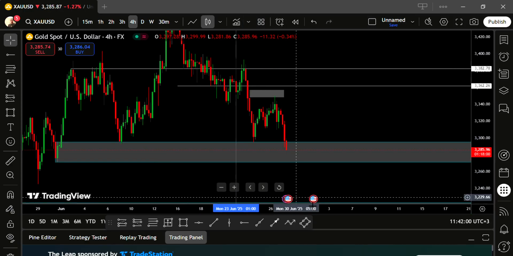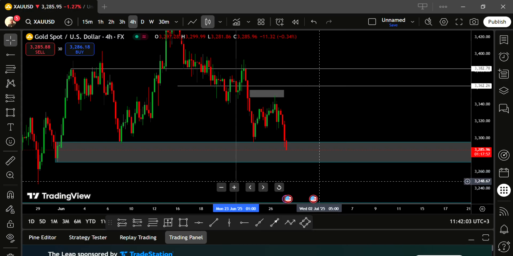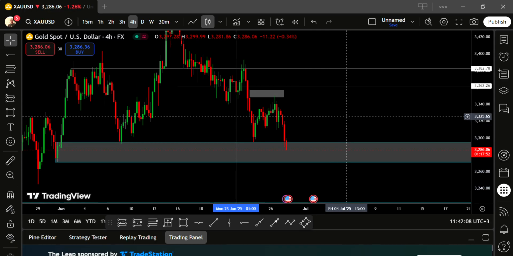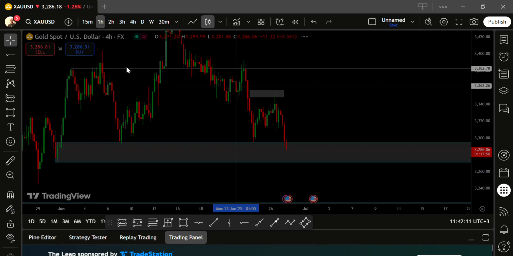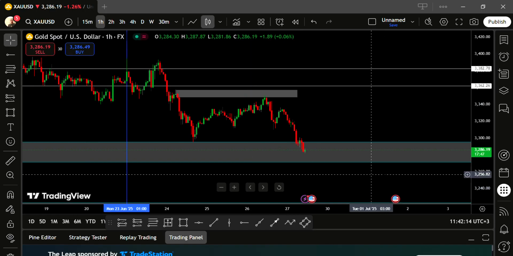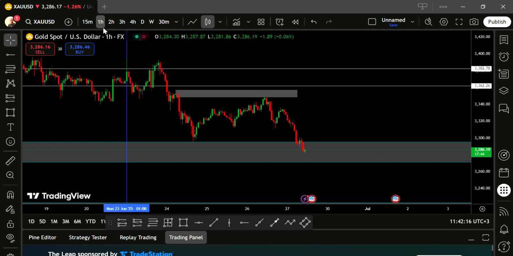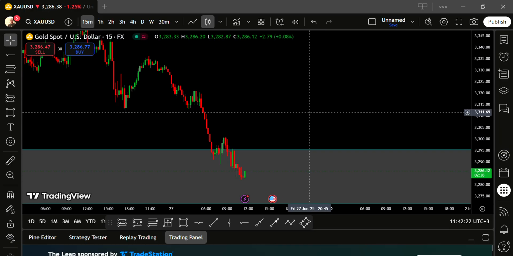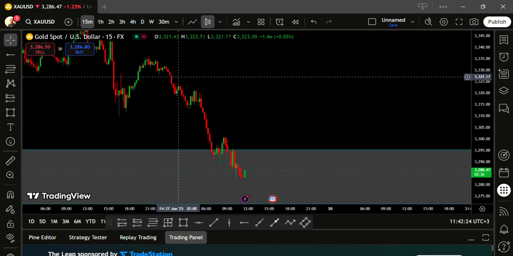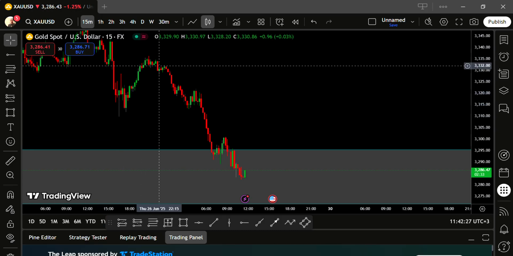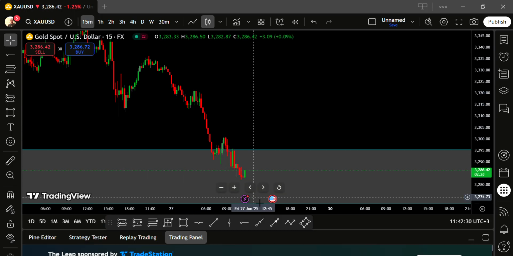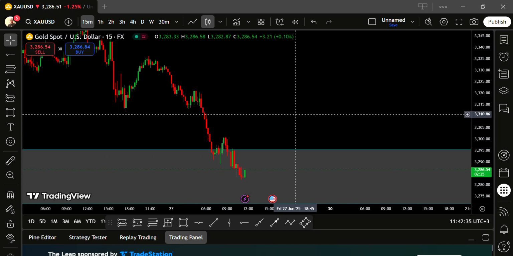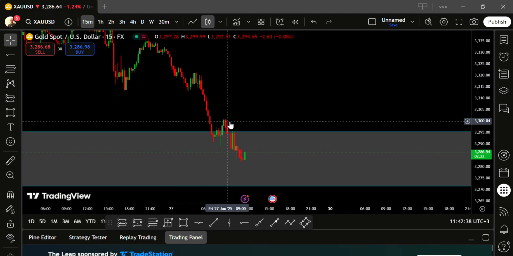So how do we take advantage of this? We shall be waiting for either gold to break the zone or reject from the zone. However, the zone is too big, so you go to the 1 hour or 15 minutes to look for entry positions. Let me say 15 minutes if you have something significant. 15 minutes we don't have. However, we have higher low, higher high, higher low, higher high, higher low, higher high, lower low, lower high, lower low, lower high, lower low.